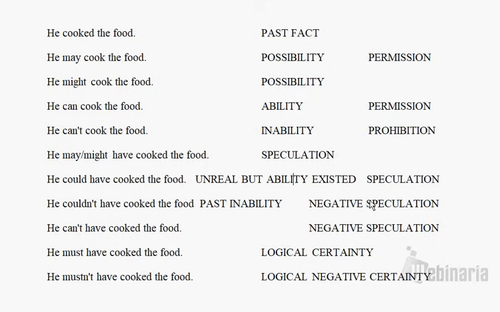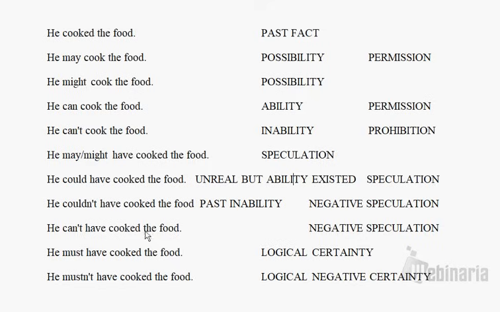Or, as a negative speculation, he couldn't have cooked the food would also explain our negative speculation. It's one of the things I'm speculating that's impossible. I'm speculating that he didn't cook the food, and I'm saying it's quite probable that that's what happened. So again, I'm speculating about something that didn't happen in the past, and I'm pretty sure it didn't happen, but I'm not absolutely certain.